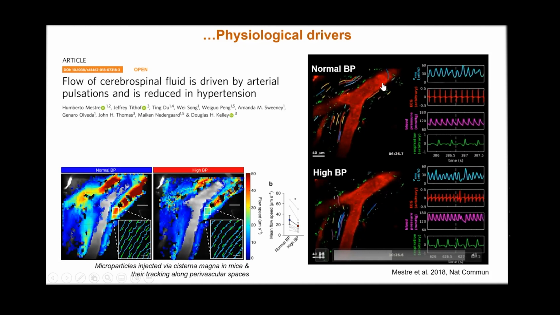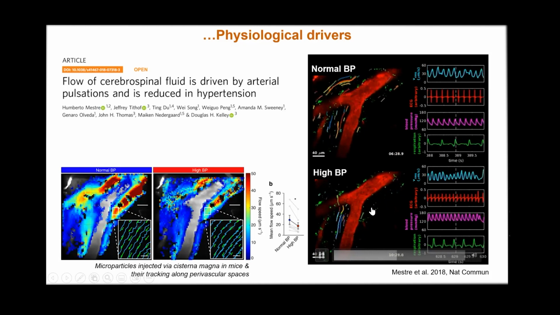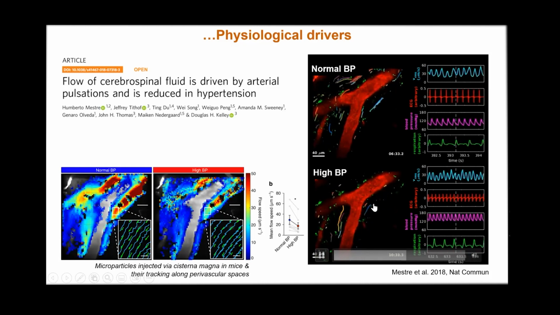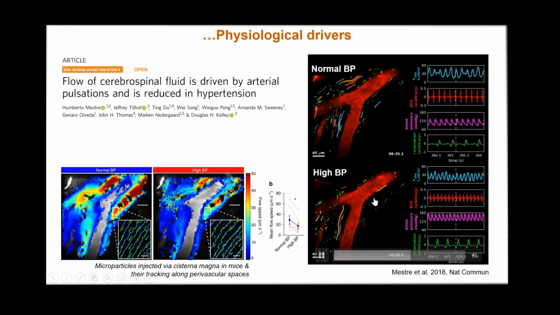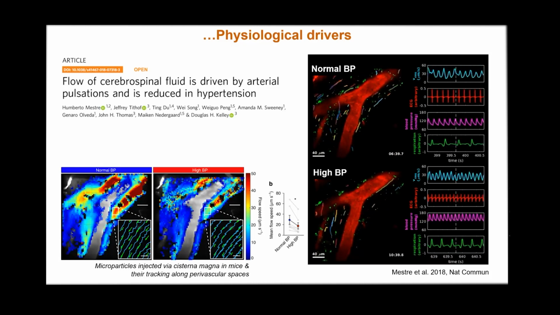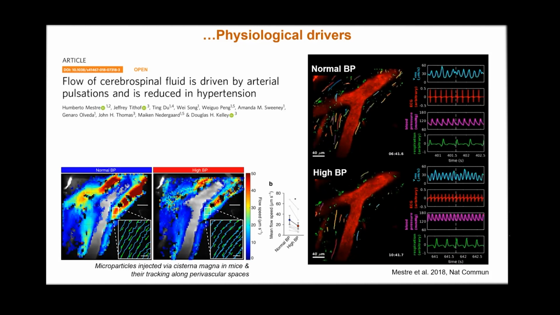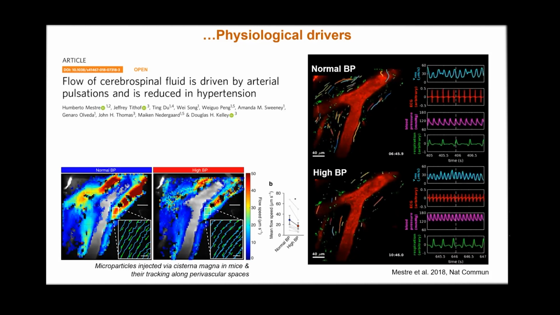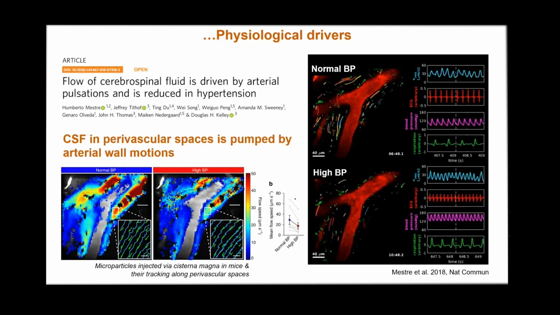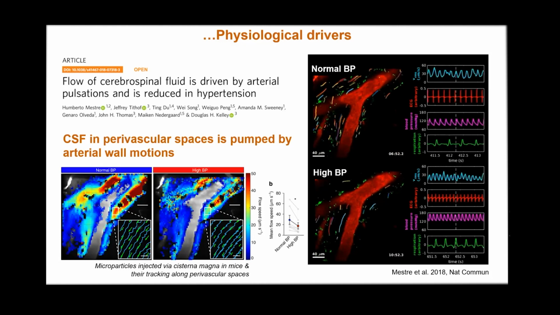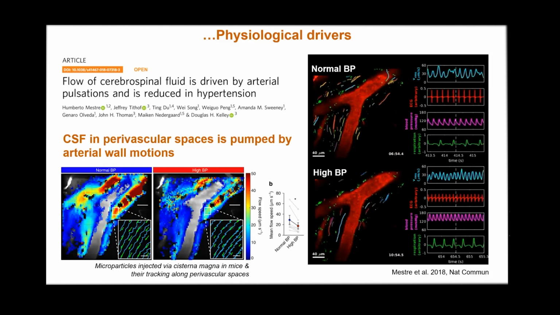If you see here in the hypertensive mice, the particle tracking or the velocity is markedly reduced. And one of the reasons could be during hypertension, you have stiffening of the vessels, which could impair the CSF-ISF exchange. So basically, these wall motions kind of pump CSF in the perivascular spaces.